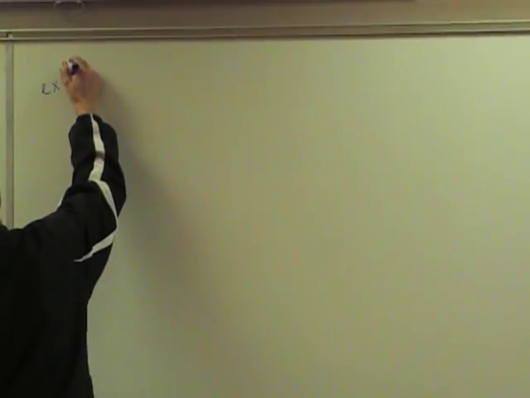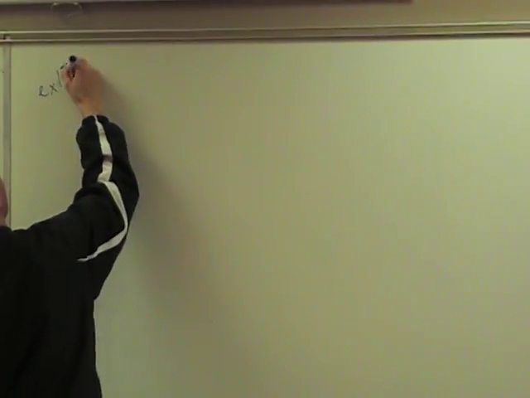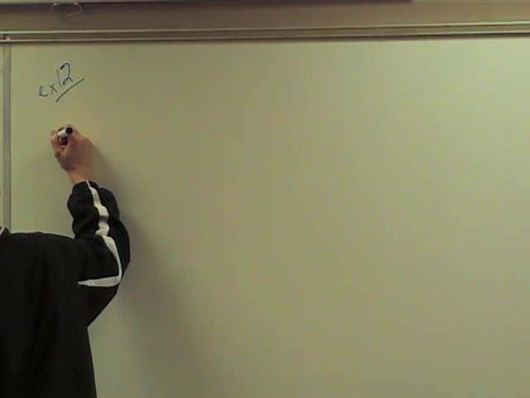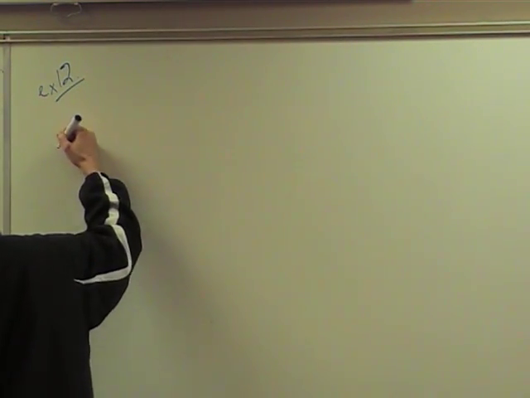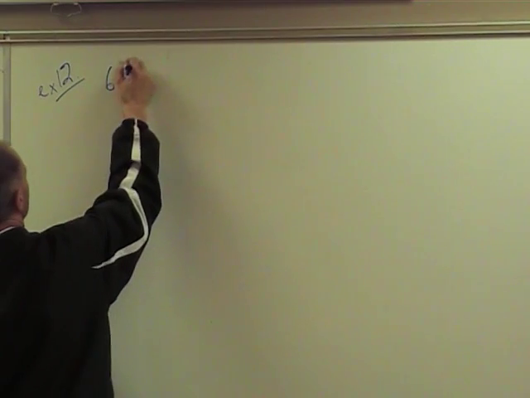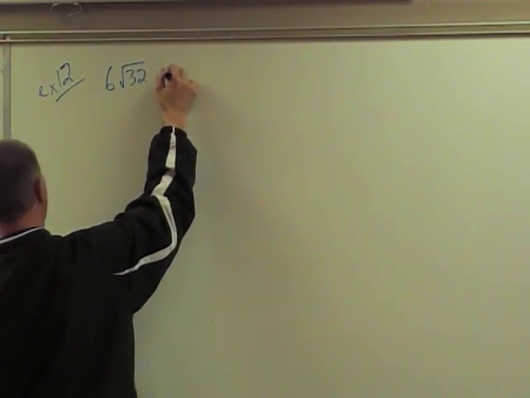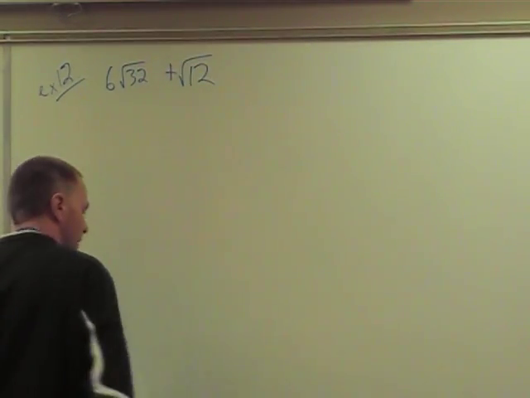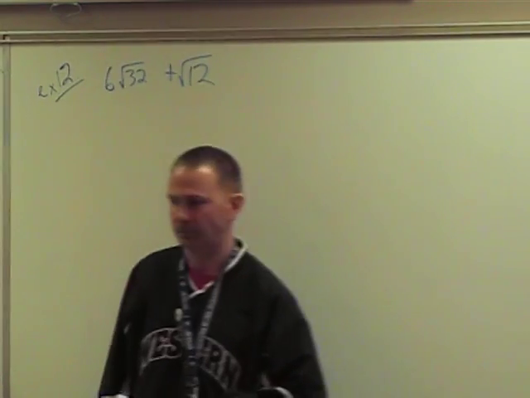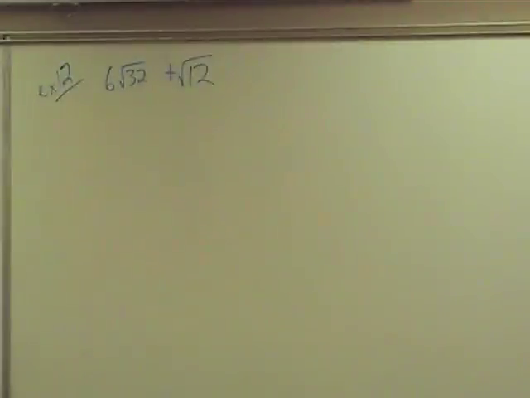Example 12. 6 radical 32 plus the square root of 12. Now you have to do a little work. Break them down. Come on, you gotta go. Break it down.